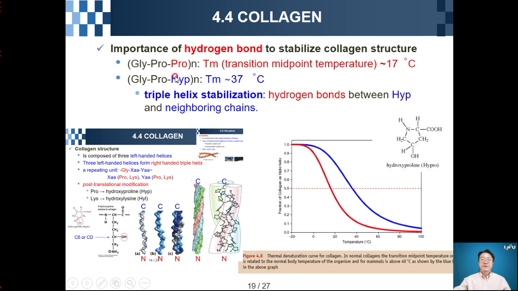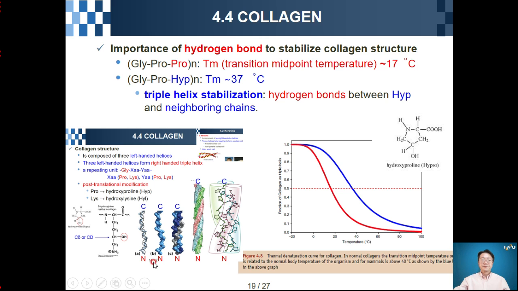We made the collagen structure which has the basic repeating subunit composed of glycine, proline, proline, and glycine, proline, proline. And we also have another group which has glycine, proline, and instead of the proline, we make the hydroxyproline. So in these cases, glycine, proline, hydroxyproline, and glycine, proline, hydroxyproline is there.